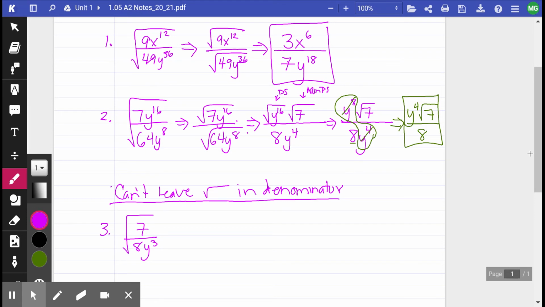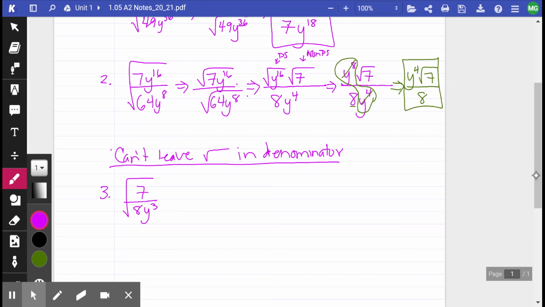So we're still using the same first rule where we have the square root of a fraction. We can't leave a fraction underneath a radical. So we're going to break it up into the square root of the numerator over the square root of the denominator.